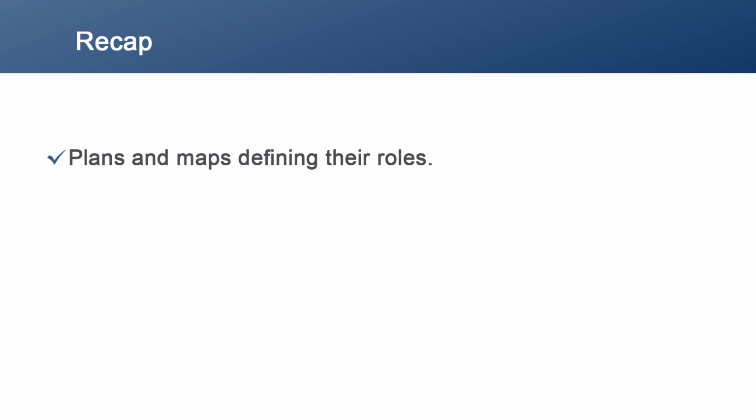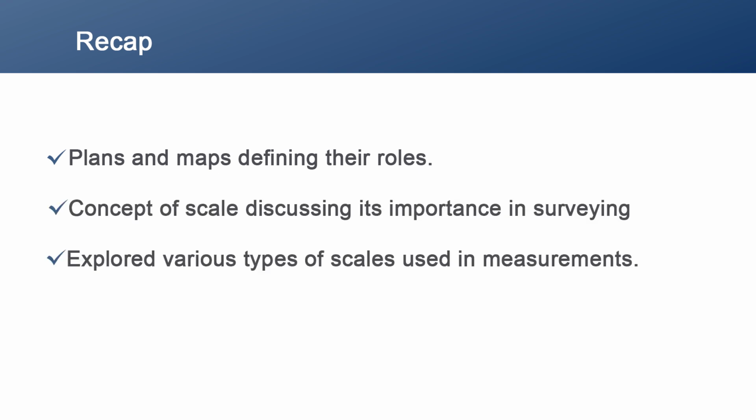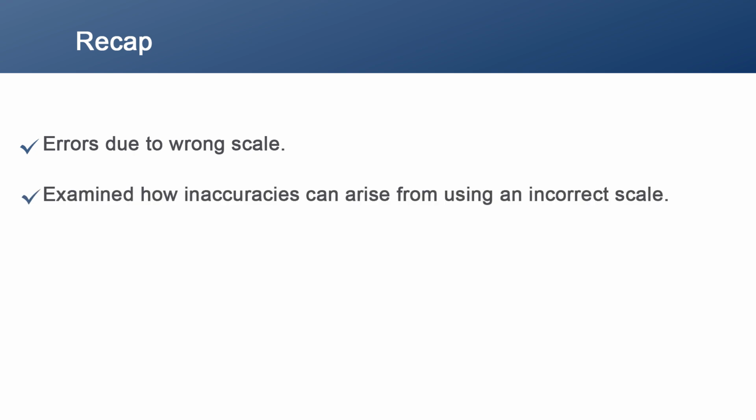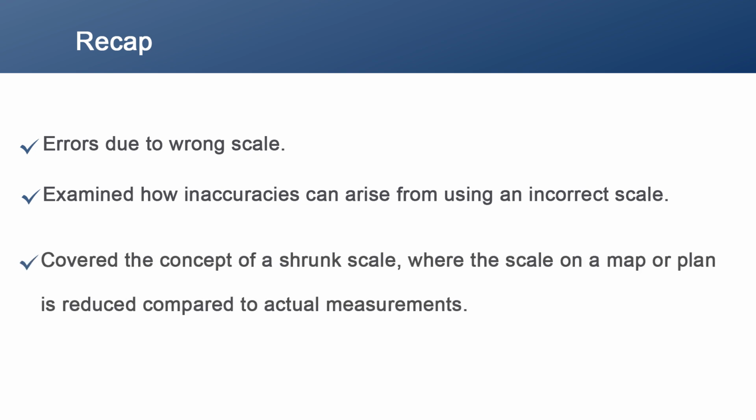In the previous lecture, several essential topics were covered and that sets the stage for today's lecture on linear measurements. In the last session, we discussed plans and maps, defining their roles and differences. The concept of scale was also given to you, discussing its importance in surveying. Errors caused by using the wrong scale were examined, highlighting how inaccuracies can arise from incorrect scaling. Additionally, the concept of a shrunk scale was covered, where the scale on a map or the plan is reduced compared to the actual measurements.